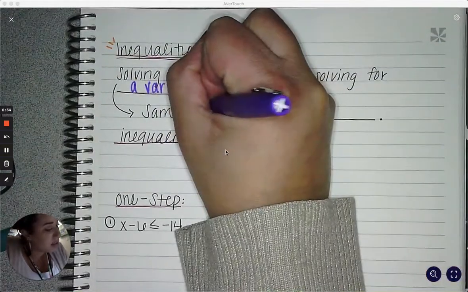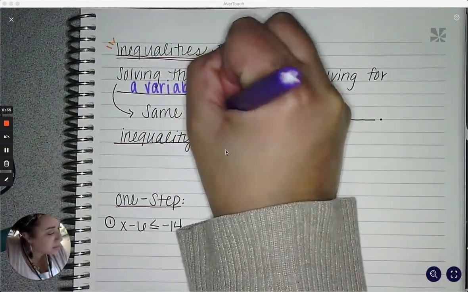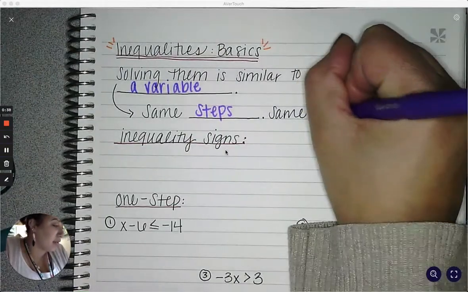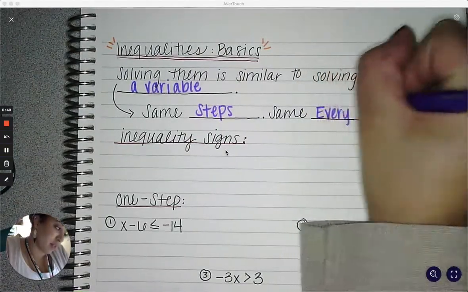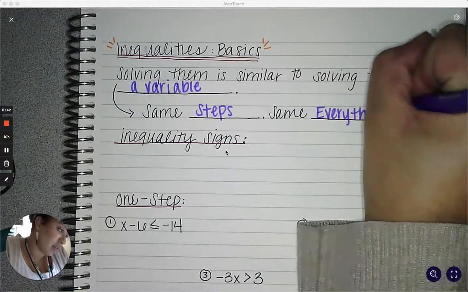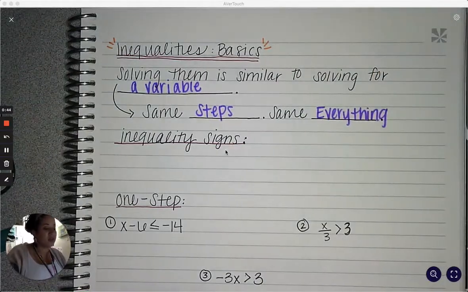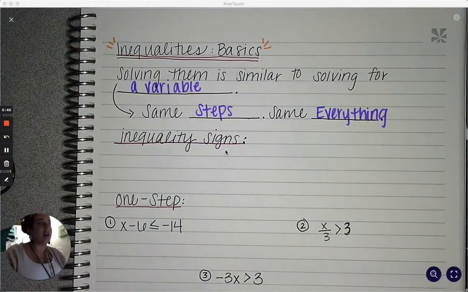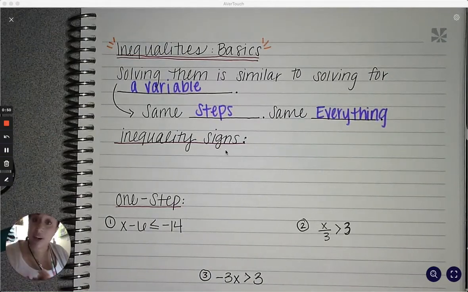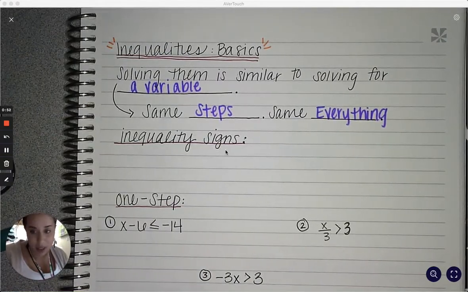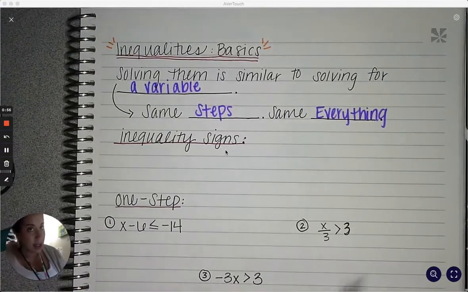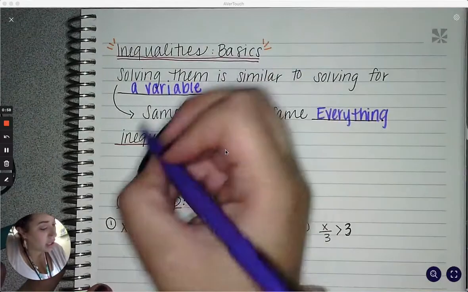Okay, it's the same steps, same everything. So everything that we've done last week in terms of solving for x, that's exactly what we're going to do when we solve for a variable, or use in our inequalities. So we have 4 different inequality signs. Those signs look like this.